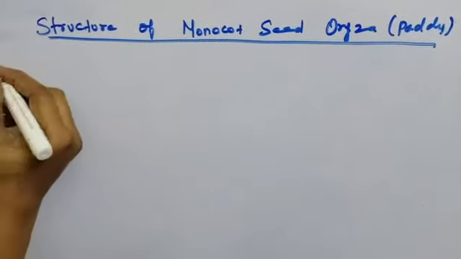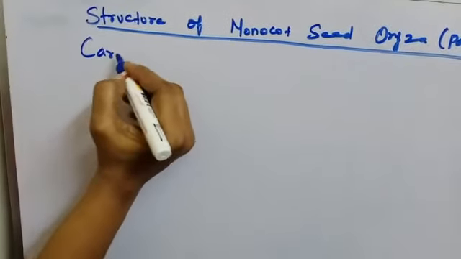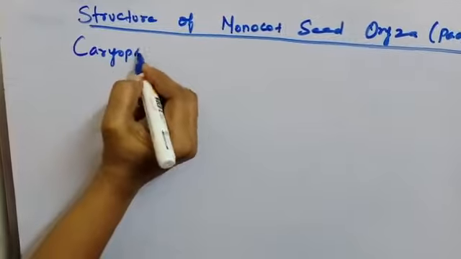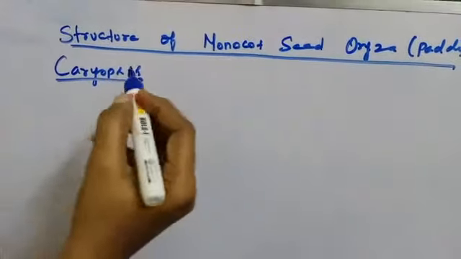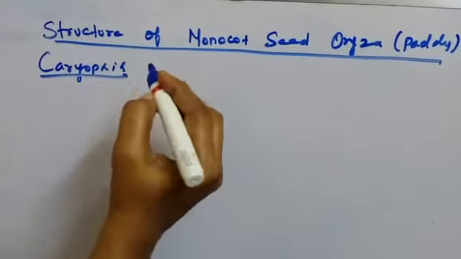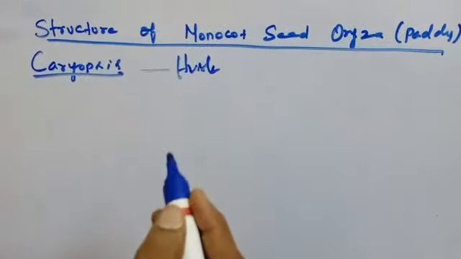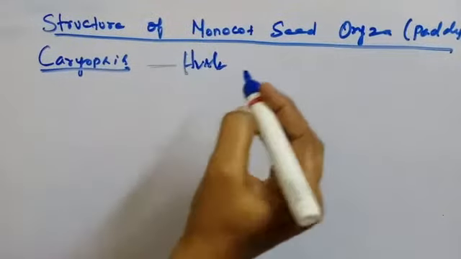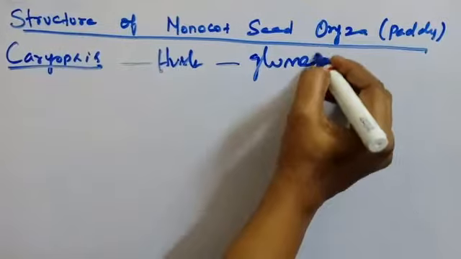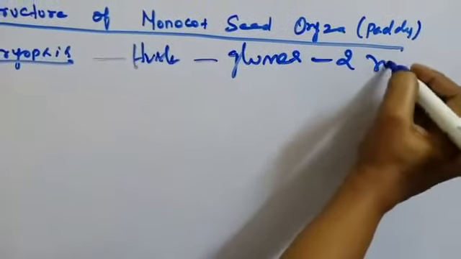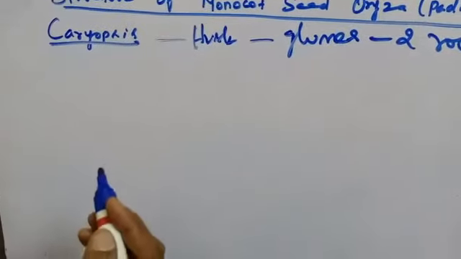We will see the structure of monocot seed. The seed of paddy is called caryopsis. The seed of paddy is called what? Caryopsis. The seed is enclosed in a brownish husk, and this consists of the glumes. In how many rows? Two rows of glumes. Next, the seed coat.